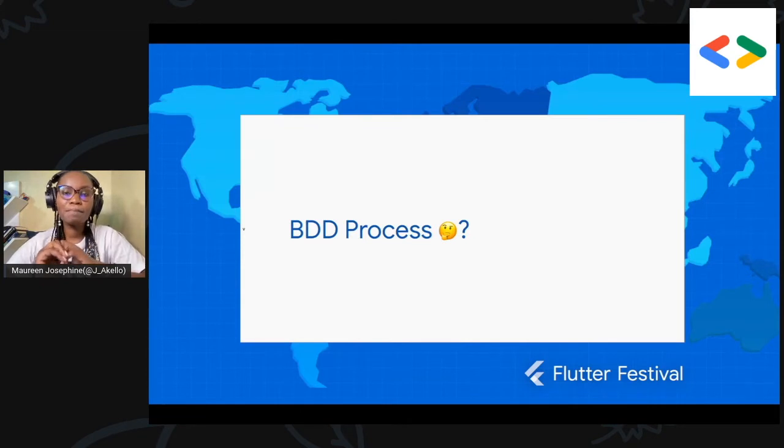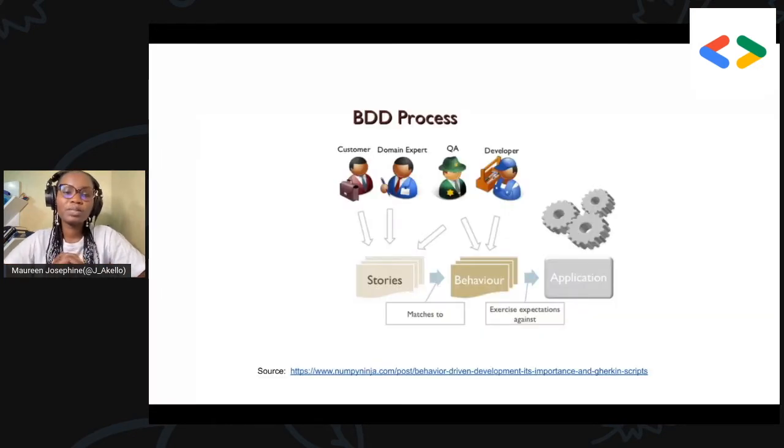But how can people from the business side understand whatever feature you're working on? They also need a clear-cut, end-to-end view of how the functionality of an application is working. This is where the BDD process comes in. As I've mentioned, in the picture we can see the customer and the domain expert. We also have the QA, the quality assurance tester, and the developer.